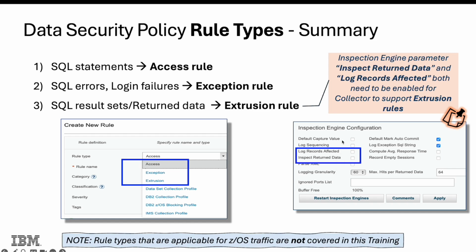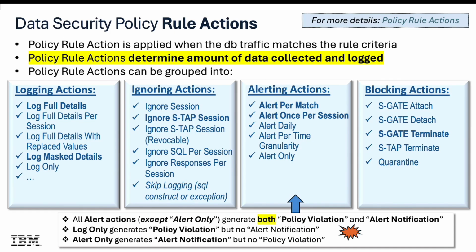Keep in mind, result sets are much larger than SQL statements, so enabling returned data inspection could impact the sniffer's performance. That's why these options are off by default. We just covered the rule types. Now let's move to rule actions.